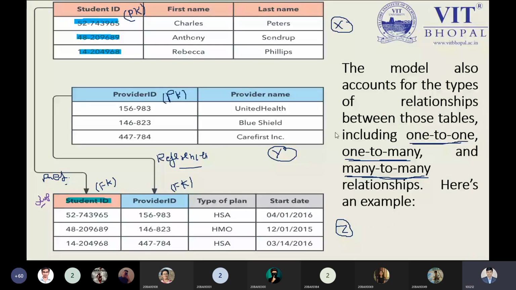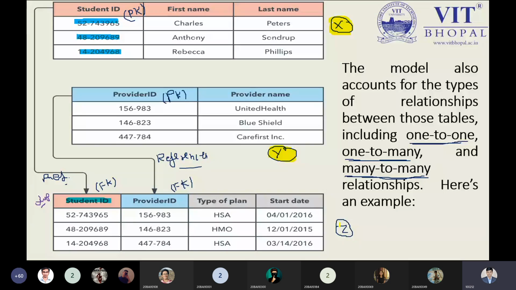This is our X table. This table belongs to the X table, and this is our Y table. This is our Y table, providers. So you can observe over here that provider ID and student ID become the foreign key of the respective column. So definitely this is also known as a foreign key. And the other attributes, type of the plan and start date, are the other attributes.